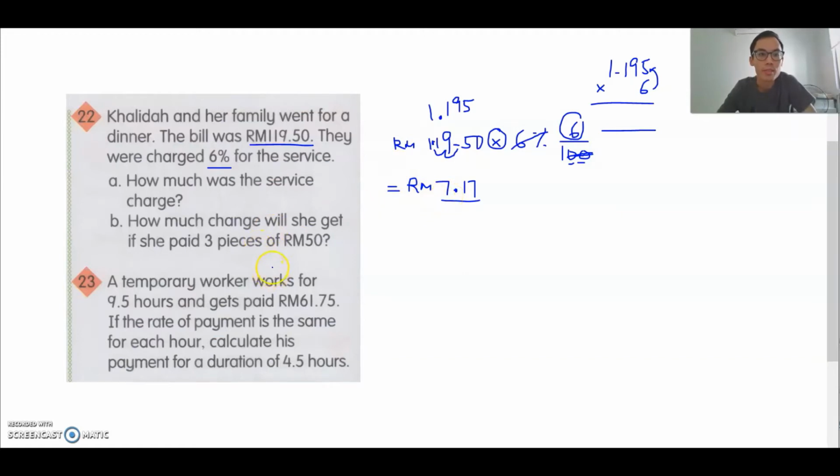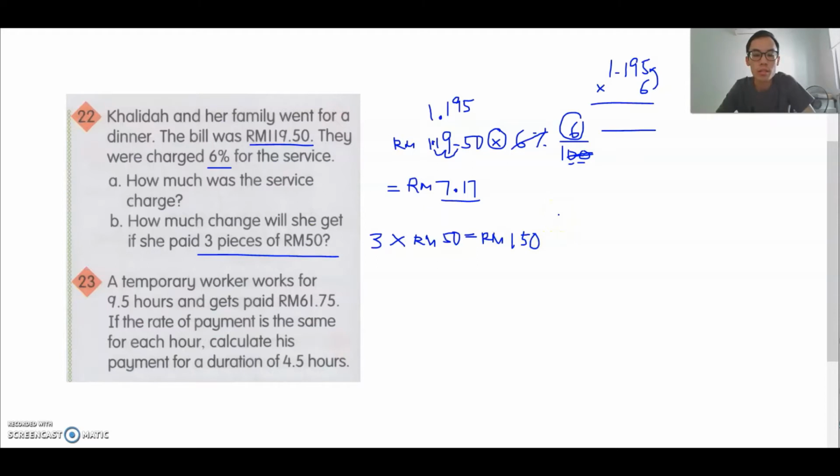Okay, then second question, how much change will she get if she paid 3 pieces of 50 ringgit? Okay, let's find out how much she paid first. 3 pieces, that means 3 times 50 ringgit equals 150 ringgit. Okay, 3 times 0 is 0, 3 times 5 is 15. Okay, so she pays 150 ringgit. How much change?